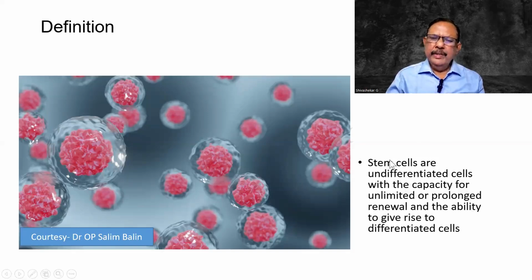By definition, the stem cells are undifferentiated cells with the capacity for unlimited or prolonged renewal and the ability to give rise to differentiated cells. These cells have the potential and differentiated cells have the function. Please remember that alone.